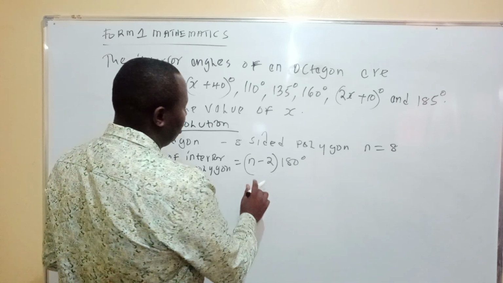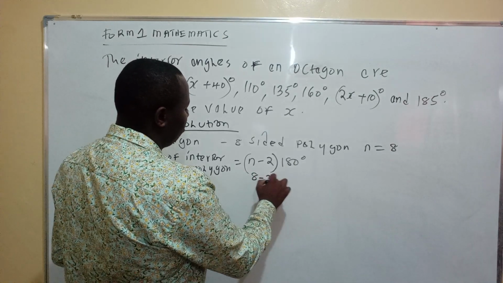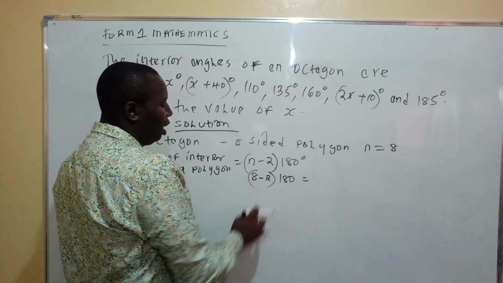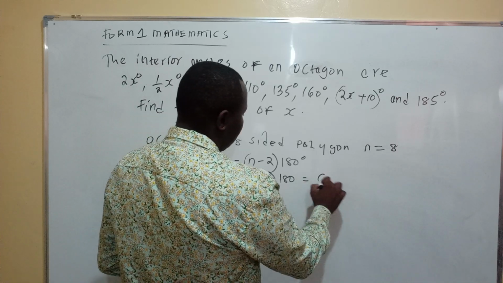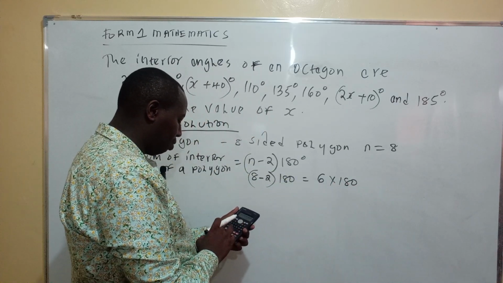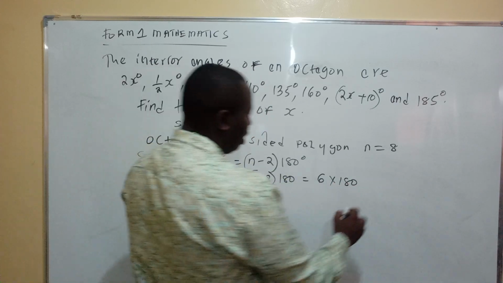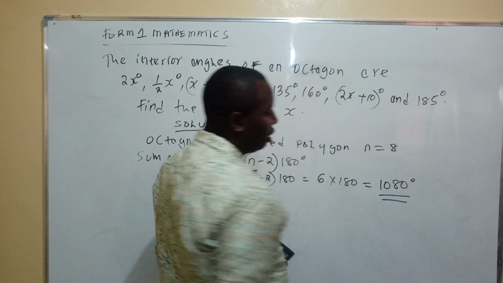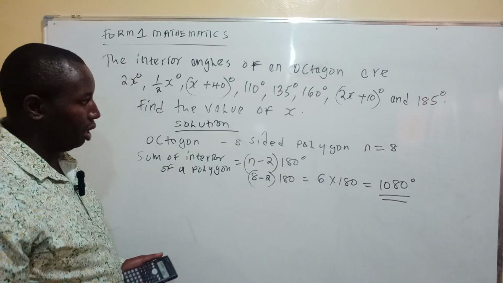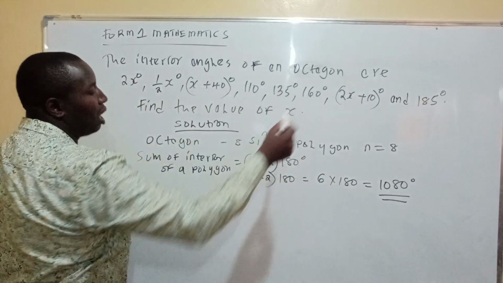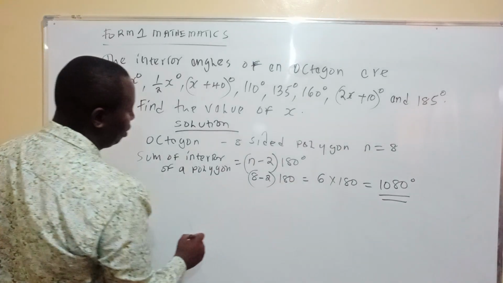So our n is 8. So you say 8 minus 2, bracket 180. So n, 8 minus 2, that is 6 times 180. You multiply 6 times 180. In this case, you get 1080 degrees. So the sum of all these angles adds up to 1080.